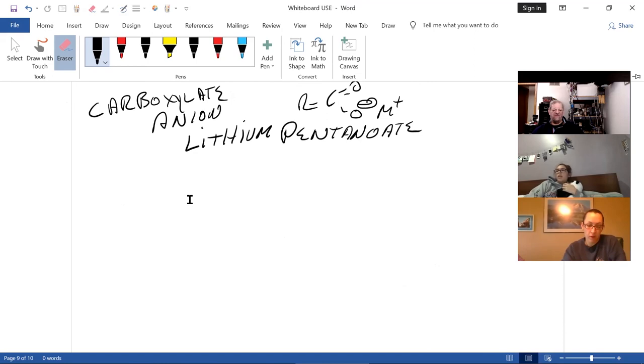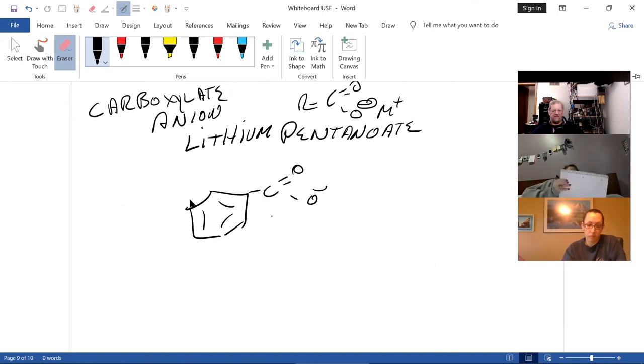Oh, let's do one more. And why don't you try this? What would be the IUPAC name for that? Remember, this one, you've got to use 2A. You can't use 2B or not 2B. That's the question.